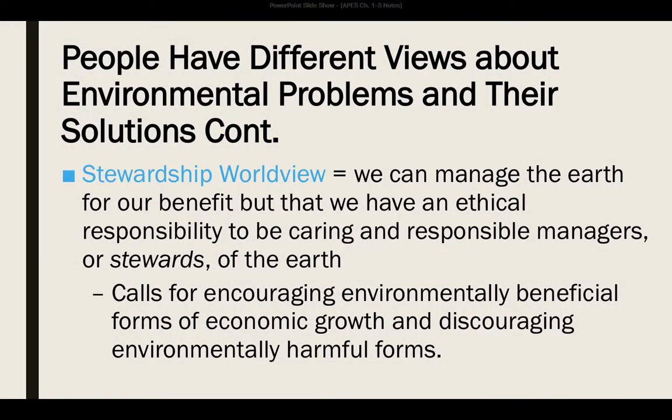The second worldview is the stewardship worldview. It holds that we can and should manage the Earth for our benefit, but that we have an ethical responsibility to be caring and responsible managers or stewards of the Earth. It says that we should encourage environmentally beneficial forms of economic growth and development and discourage environmentally harmful forms.